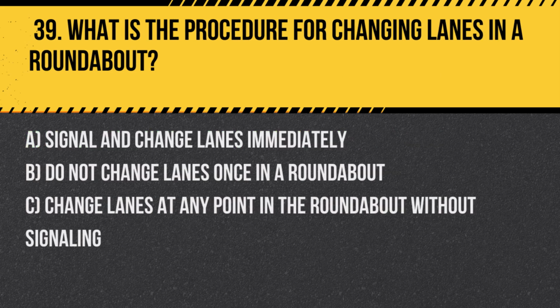Question 39. What is the procedure for changing lanes in a roundabout? A. Signal and change lanes immediately. B. Do not change lanes once in a roundabout. C. Change lanes at any point in the roundabout without signaling. Answer: B. Do not change lanes once in a roundabout. Once you have entered a roundabout, you should not change lanes until you are exiting. Changing lanes in a roundabout can lead to collisions due to the tight circular pattern and multiple entry and exit points.